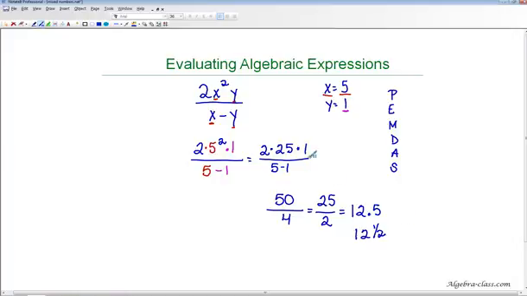So just remember that fraction bar is a grouping symbol. Group your numerator and denominator separately. And if you have more than one variable, you need to make sure that you substitute the given value for each variable.